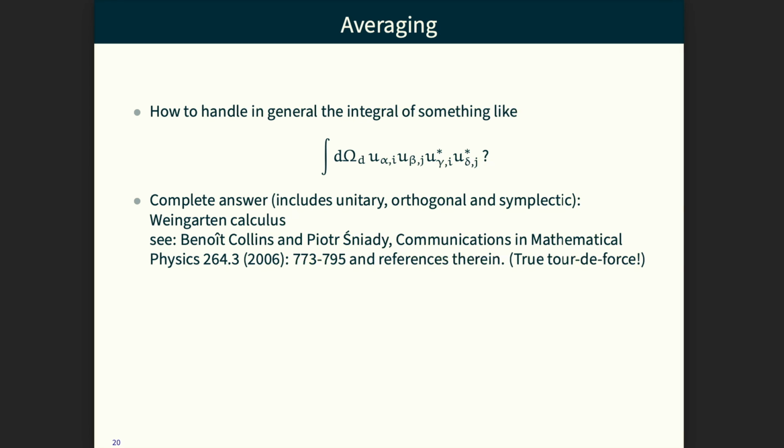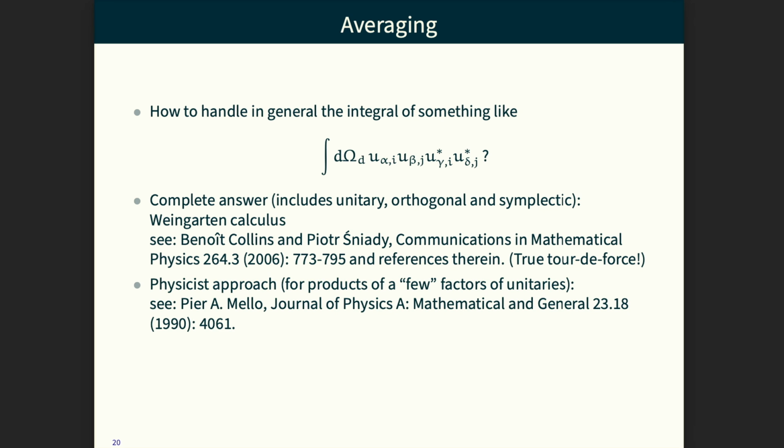Now, if you're interested, there's a complete answer, which is not only averaging over the unitaries, but also covers orthogonal transformations and symplectic transformations, in this paper by Benoit Collins and Piotr Sniady. That paper is a real tour de force, but it's not for the faint of heart. This was the thesis of Benoit Collins, and then he had some bugs, and he fixed that with Sniady.